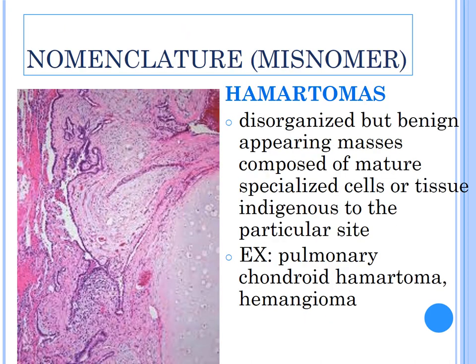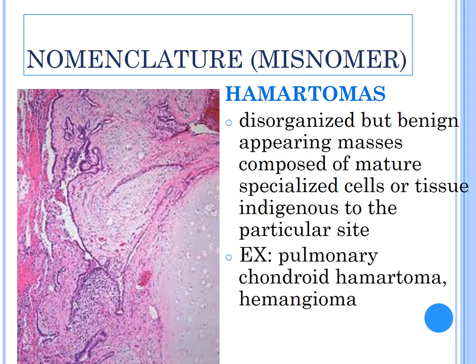So you have also another one, which is a misnomer because it's called a hamartoma. Nowadays, it is already recognized as a benign tumor. You see, this is a mass, but it is disorganized. It is benign. There are no malignant characteristics, but these tissues are indigenous to that site. So, for example, in the lungs, what do you have in the lungs? You have cartilage, you have blood vessels, you have glands. So, it is also a mixture.